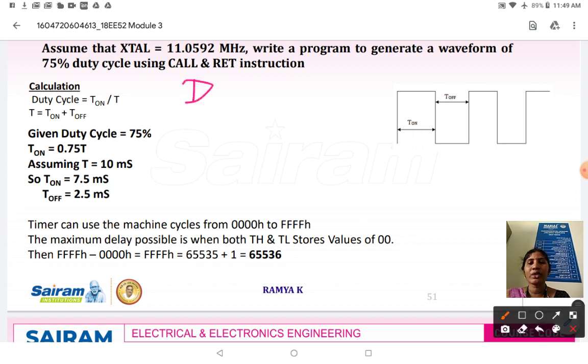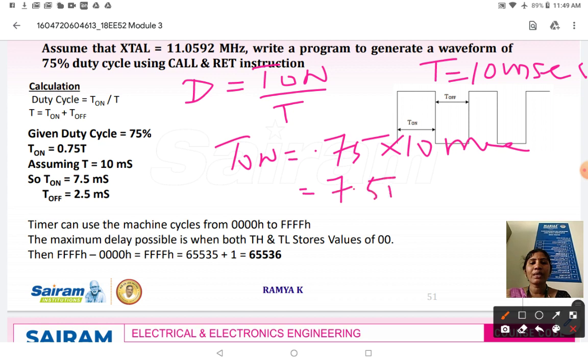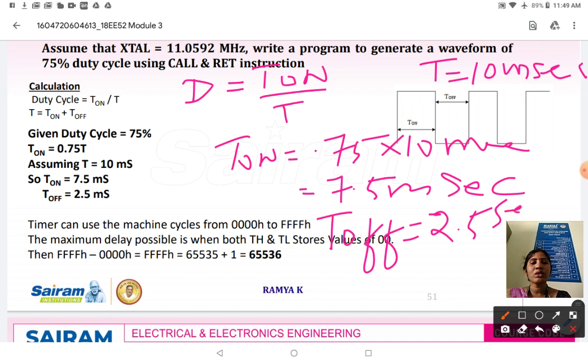So we know that the duty cycle is equal to T on divided by the total time period. In this problem, you are going to assume T as 10 millisecond. So when you assume T as 10 millisecond, T on is going to be 0.75 into 10 millisecond, which is nothing but 7.5 millisecond. Your on period is going to be 7.5 millisecond, whereas the off period is going to be 2.5 millisecond. So this is the importance of your duty cycle.